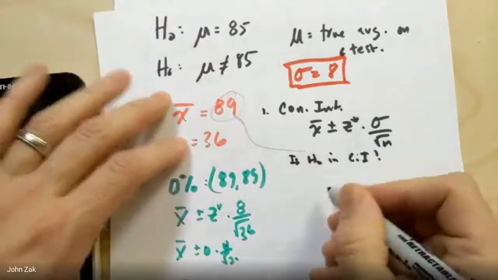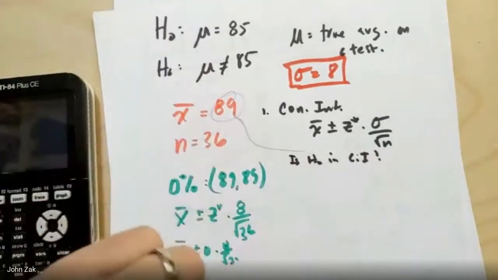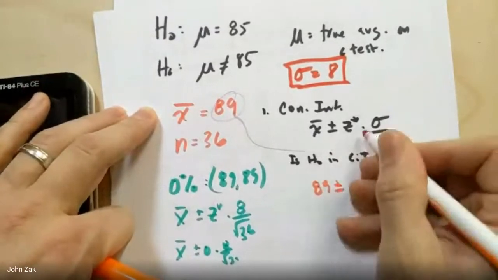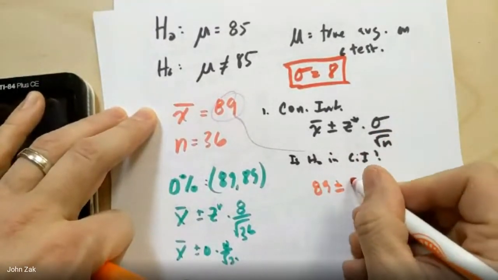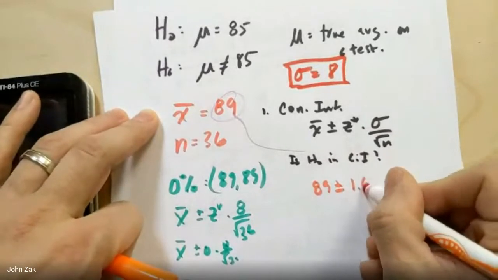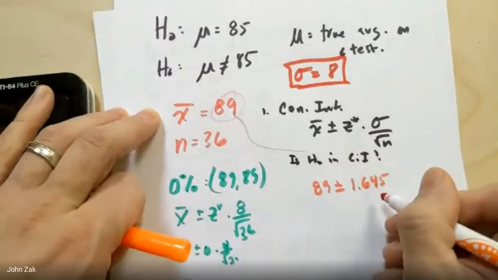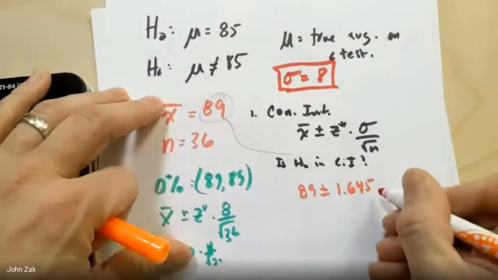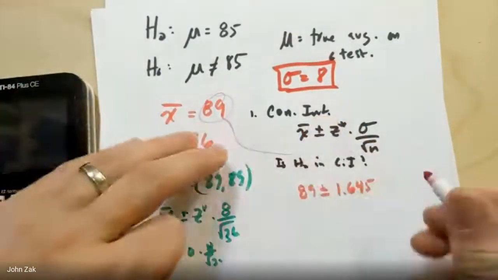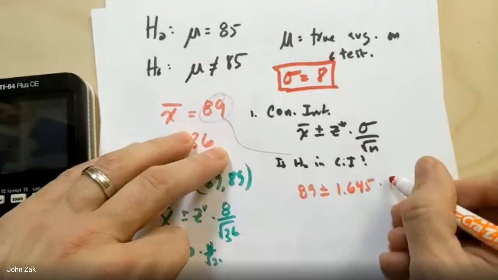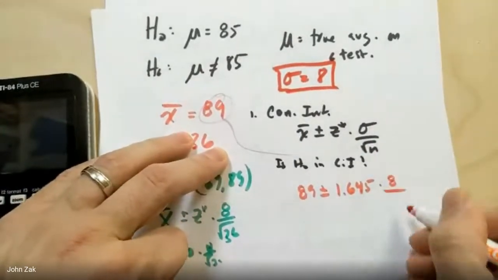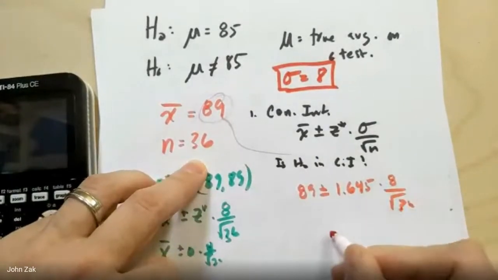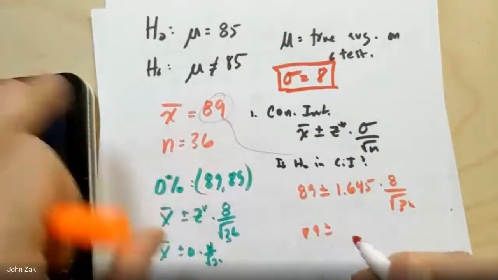Then if I was to do this by hand, this would become X bar, which is 89, plus or minus the z-score for 90% confidence. I got you, Lynn, it is 1.645. Now I had that memorized, right? And hopefully you might as well right now. But that's the z-score for 90% confidence. And I can also do this in the calculator and show it. And that would be times the population standard deviation, 8, divided by the square root of my sample size, which is 36. And so that would be 89 plus or minus.